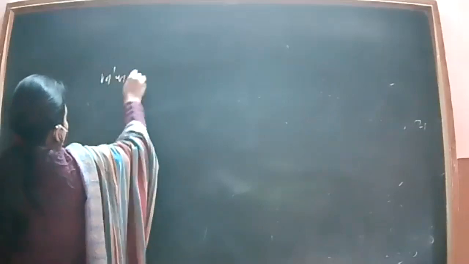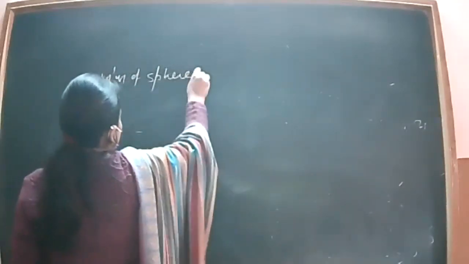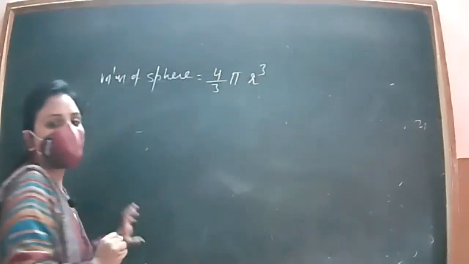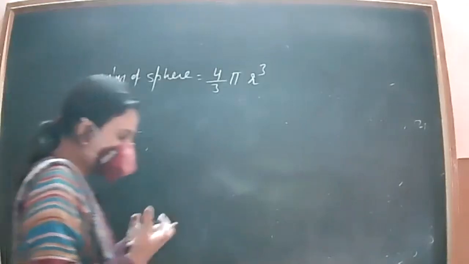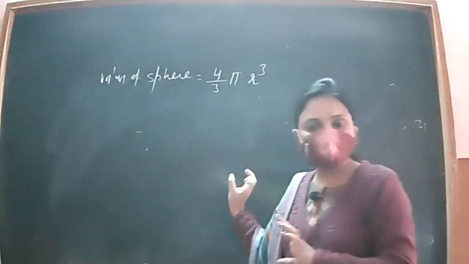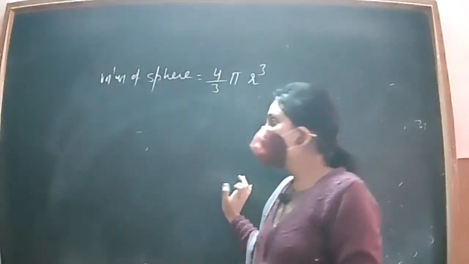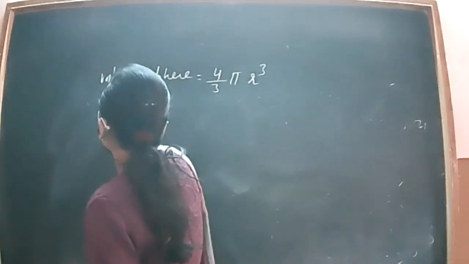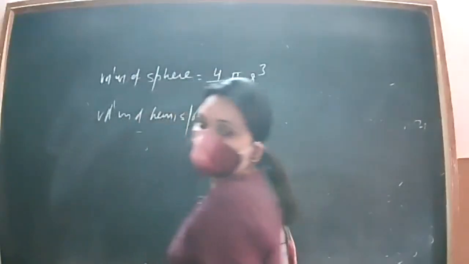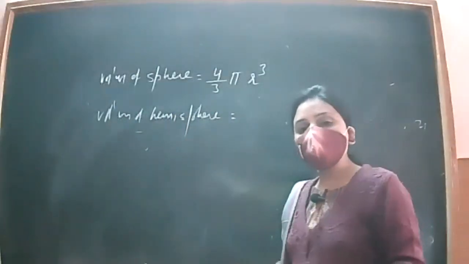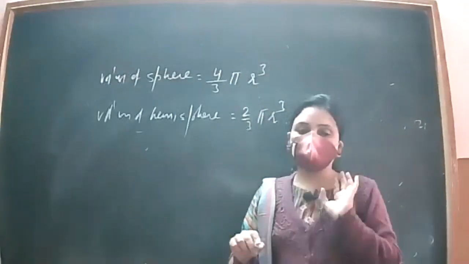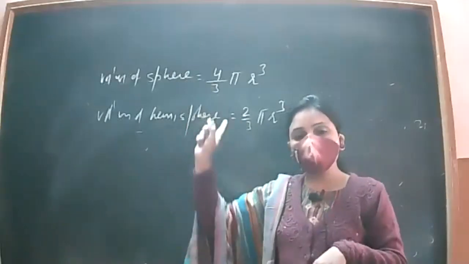So volume of sphere is equal to 4 by 3 pi r cube. This is the formula for the volume of the sphere. That means air contained in the sphere will be equal to 4 by 3 pi r cube. So what will be for hemisphere? Hemisphere volume is half the volume of the sphere. Sphere का आधा कर दिया, that will become hemisphere. So this is 2 by 3 pi r cube. This is the volume of the hemisphere, right? Volume of sphere, volume of hemisphere.